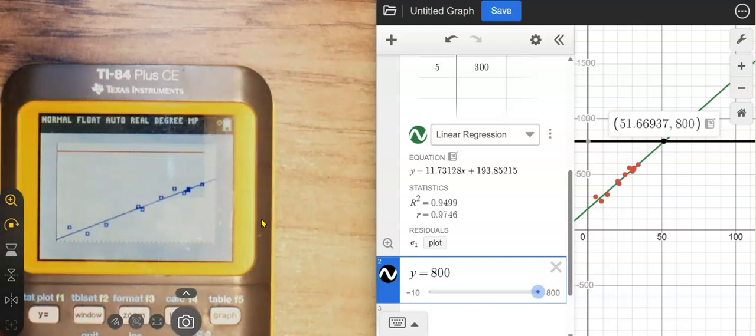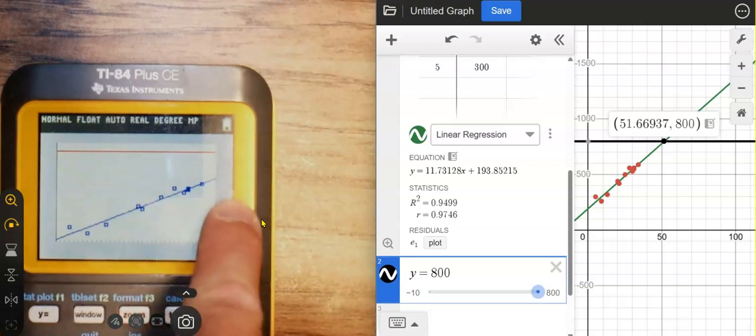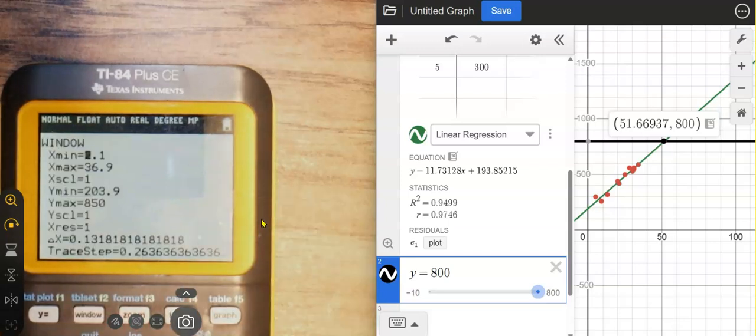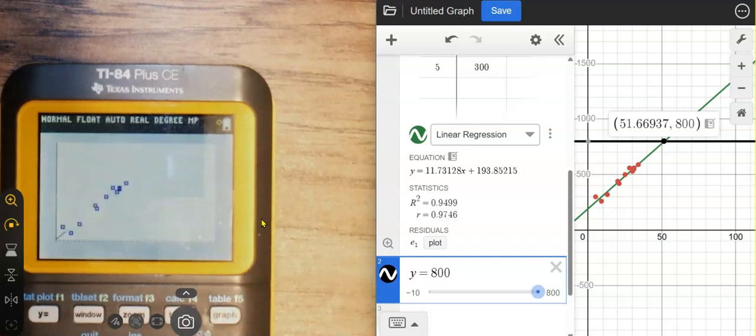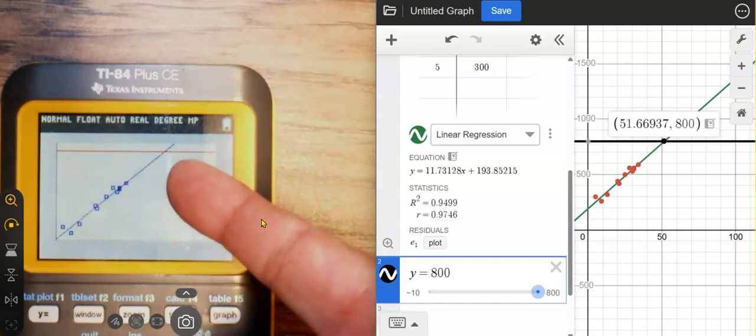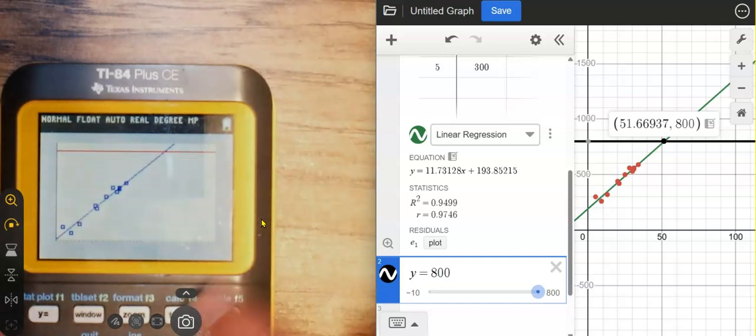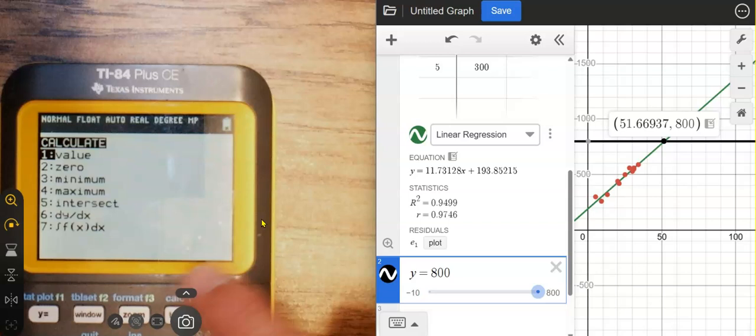Well, now I've got a problem because my x's aren't far enough, so now I got to go change my x's and make it farther that way. I don't know, 75, 80. Well, now it's on screen. And now I can do my calculate intersect feature.